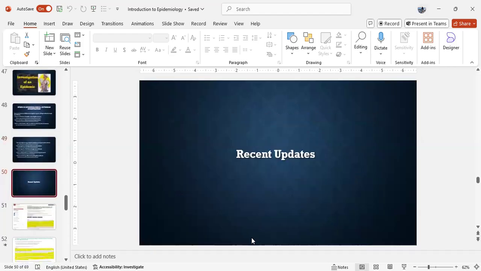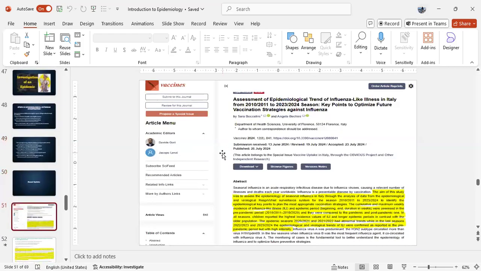Moving forward to recent updates. Assessment of epidemiological trend of influenza-like illness in Italy from 2010-11 to 2023-24 season. Key points to optimize future vaccination strategies against influenza.